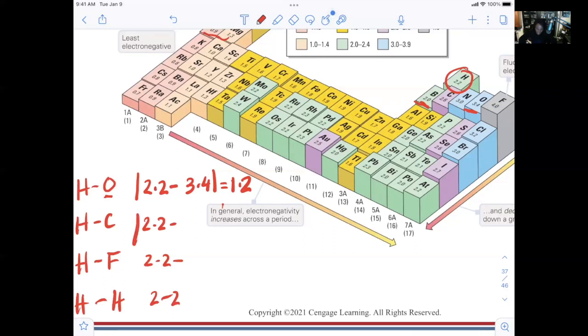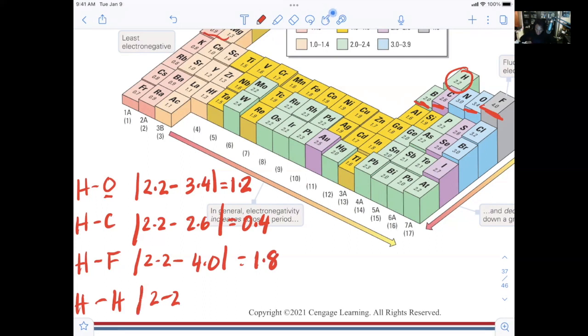Same thing over here. 2.2, and what is carbon? Carbon is 2.6. I hope I'm reading this correctly. Yes, 2.6. So 2.2 minus 2.6, and the gap I get here is technically negative 0.4, but we take the positive value, the absolute value, 0.4. Then I have 2.2 minus fluorine, which is 4.0 right here. 2.2 minus 4.0, and I get 1.8.